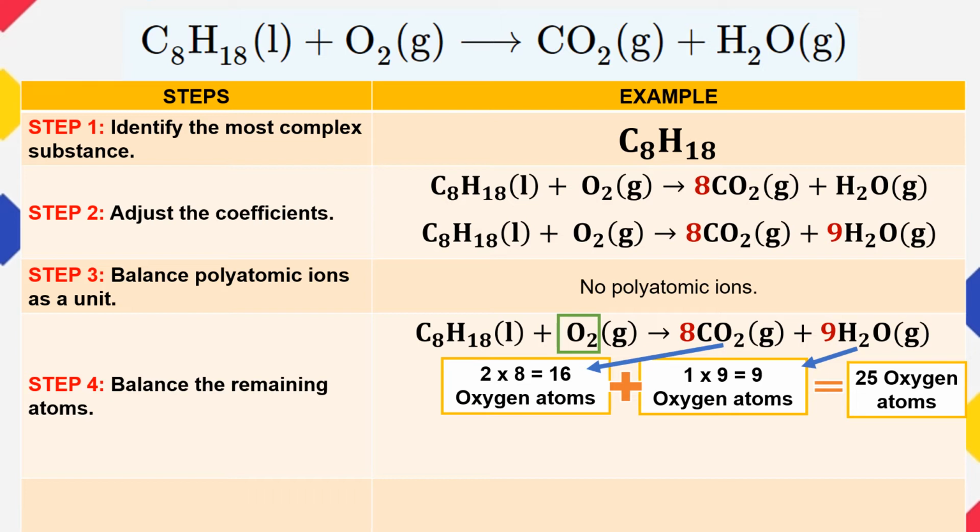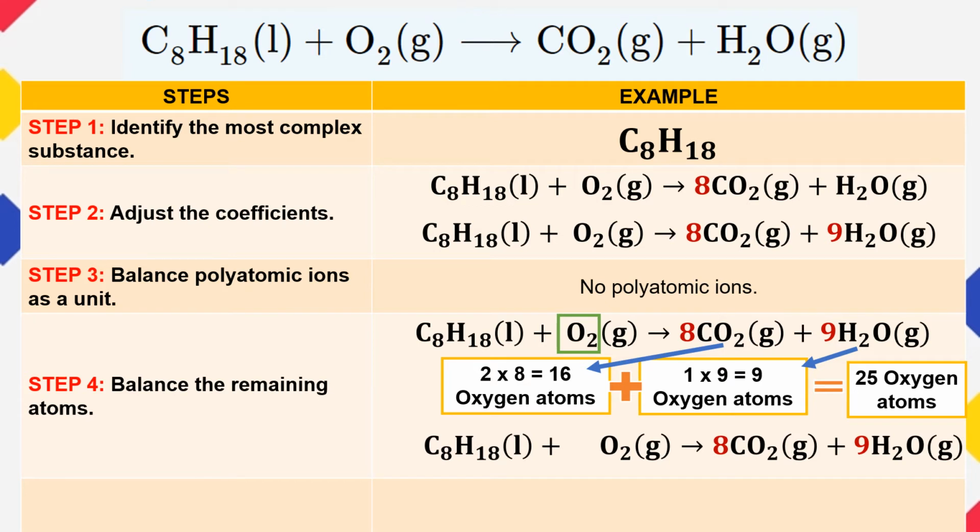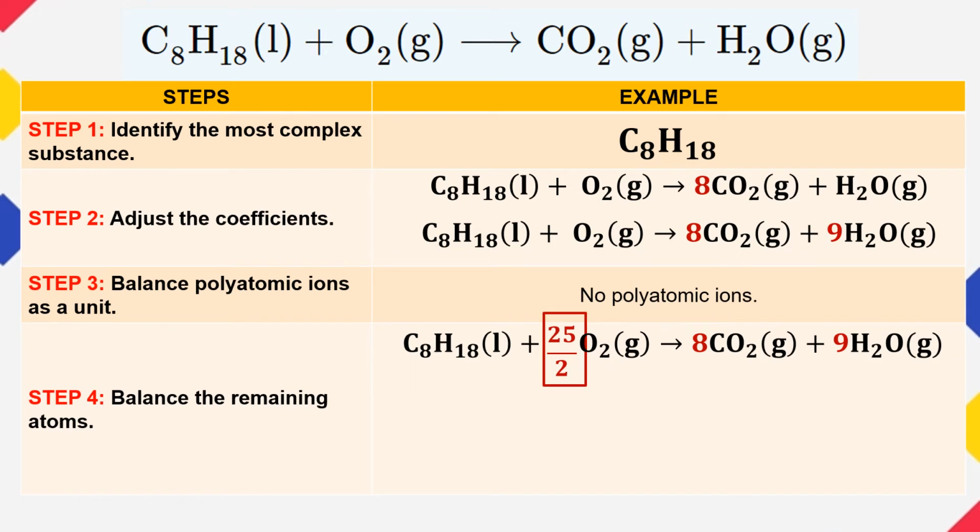So we can balance using the least complex substance, O2, but because there are 2 oxygen atoms per O2 molecule, we must use a fractional coefficient, 25 over 2, to balance the oxygen atoms. 25 oxygen atoms on both reactant and product sides. Now, the equation is balanced, but we usually write equations with whole number coefficients. So how are we going to eliminate the fractional coefficient?